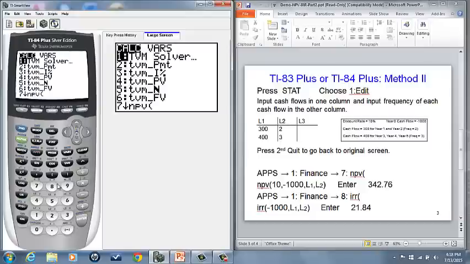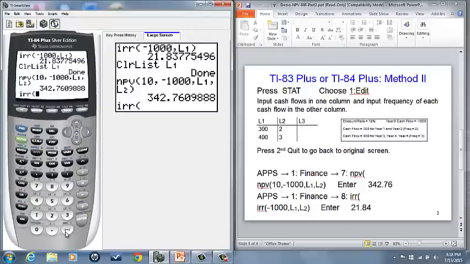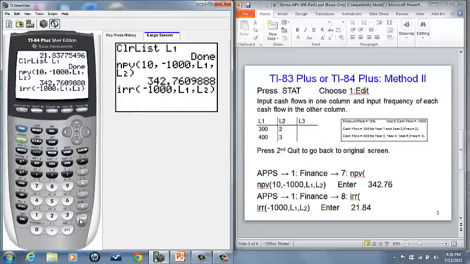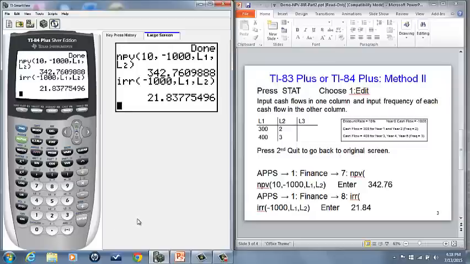To continue to compute IRR, again, APPS, number 1 Finance, and number 8 IRR. The first number is CF0, negative 1000, comma, and the second is the cash flow list, L1, and 2nd 2, L2, which is the frequency of cash flow list, right parenthesis, enter. It will show us the same answer, 21.84%. This method is useful if we deal with a project with a high frequency of each cash flow.